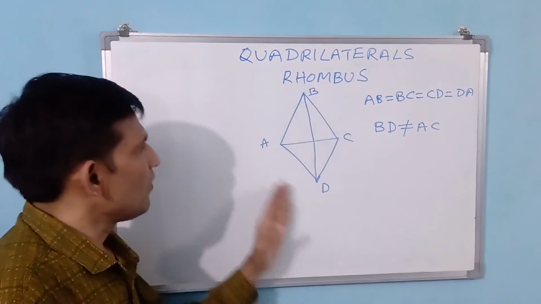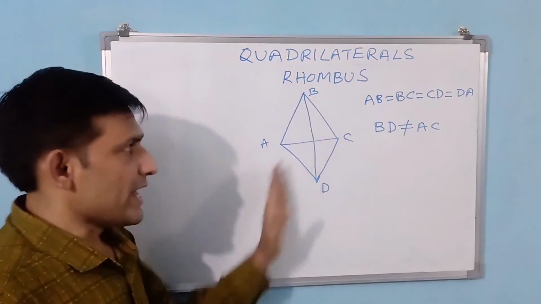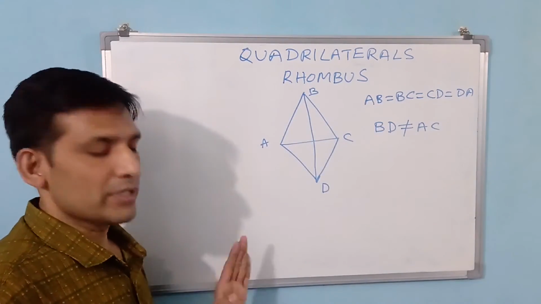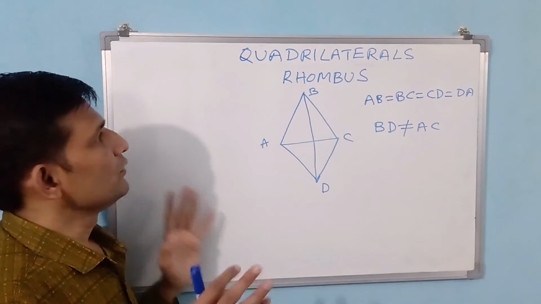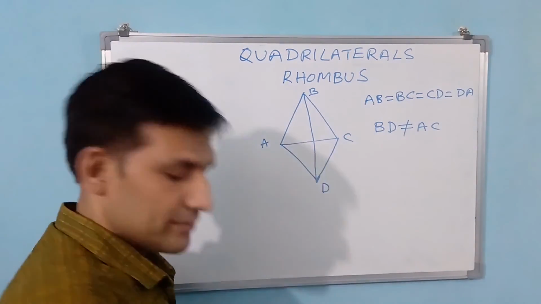Property: all sides are equal in rhombus, but diagonals are not equal. This property you have to remember. This is basic. We go for the next figure.